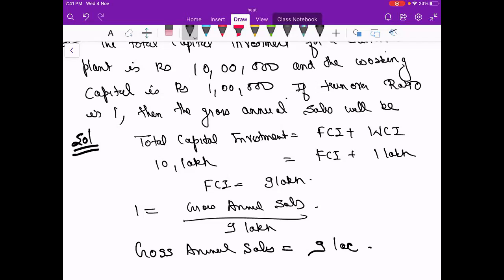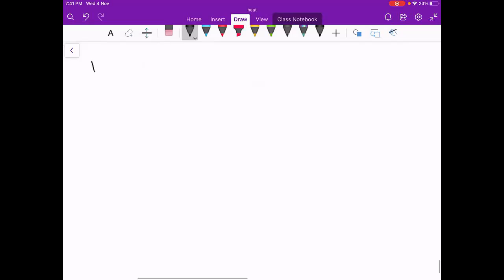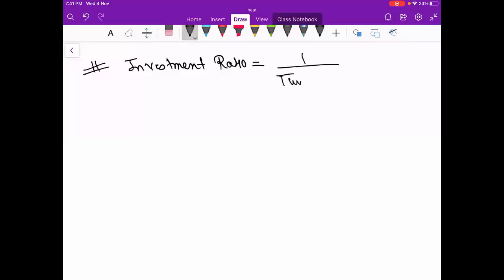Next is investment ratio. Next formula is investment ratio. So it is nothing but 1 upon turnover ratio. It is just the reciprocal of that.